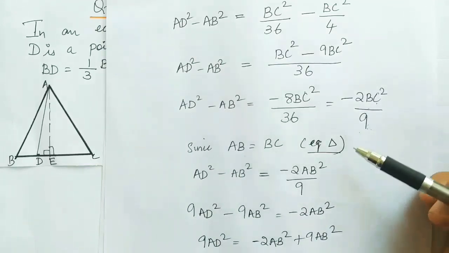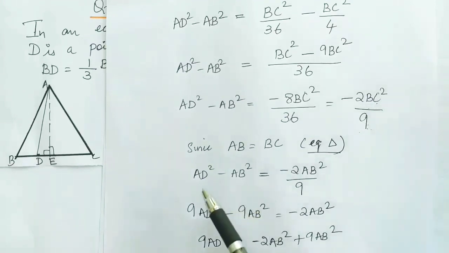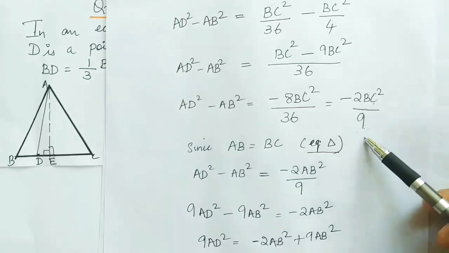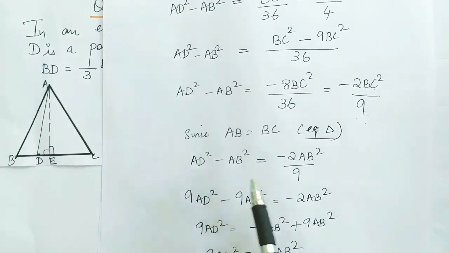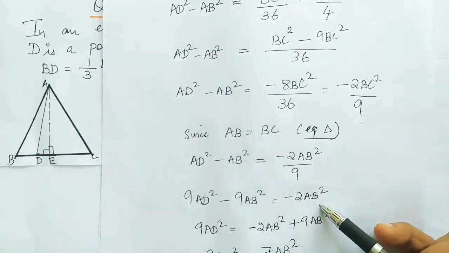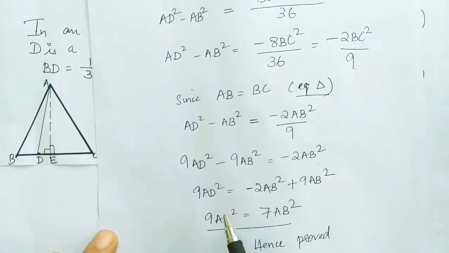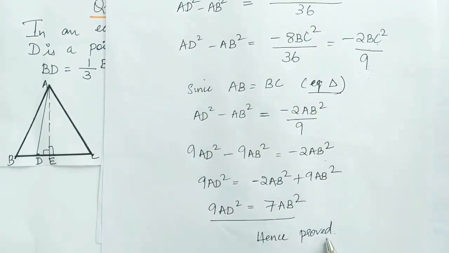So after substituting AB in the place of BC, what you get here is AD square minus AB square is equal to negative 2 AB square by 9. And after taking this 9 to the other side, multiplying this equation throughout by 9, you get the answer. So 9 AD square minus 9 AB square is equal to negative 2 AB square. After transposing this negative 9 AB square to the other side, you get 9 AD square is equal to 7 AB square. Hence proved here.